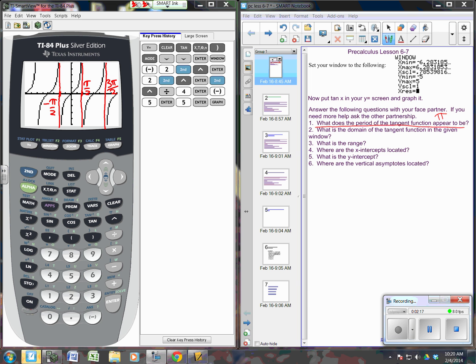What was the period of the sine and cosine function? 2 pi. It took a whole 2 pi to do 1 cycle of the sine and cosine function. It takes pi units to complete 1 cycle of the tangent function. Okay, any questions on period? Okay, now, question number 2. What is the domain of the tangent function in the given window?